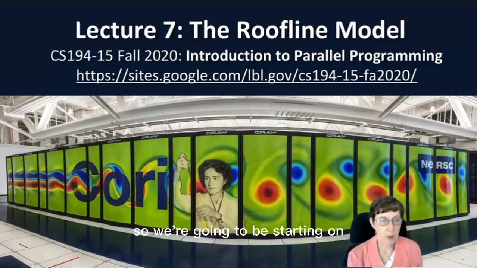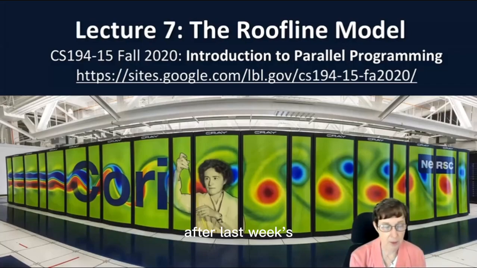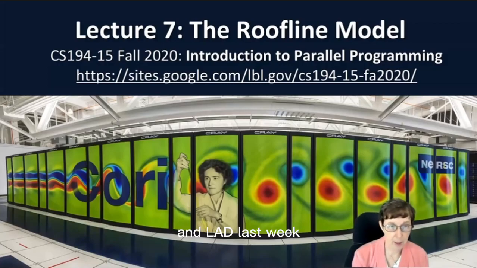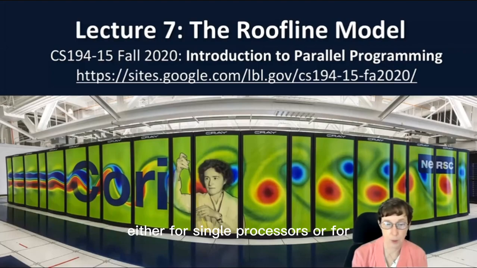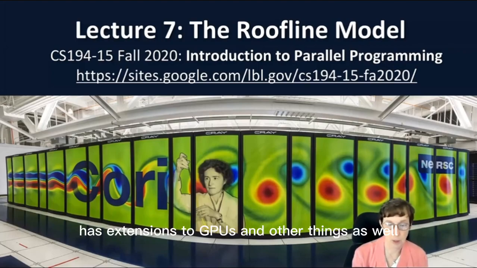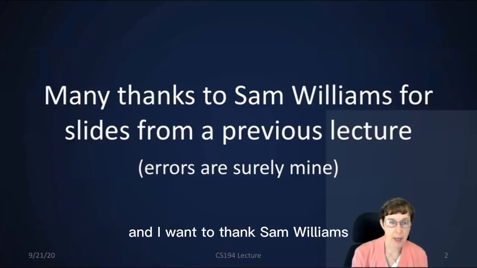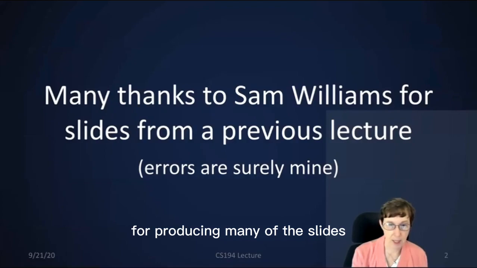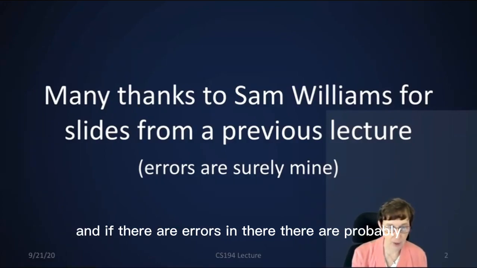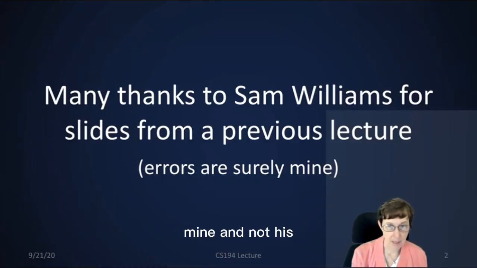194-15. So we're going to be starting more into the parallel computing after last week's lecture and lab. And today I'm going to talk about something called the roofline model, which is a performance model that you can use either for single processors or for shared memory multiprocessors. It actually has extensions to GPUs and other things as well. And I want to thank Sam Williams for producing many of the slides. And if there are errors in there, they're probably mine and not his.